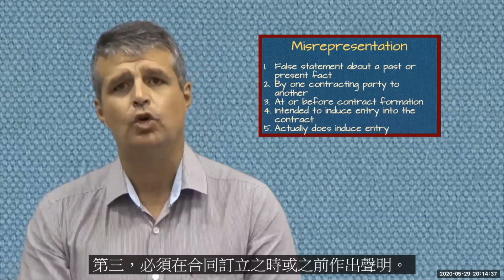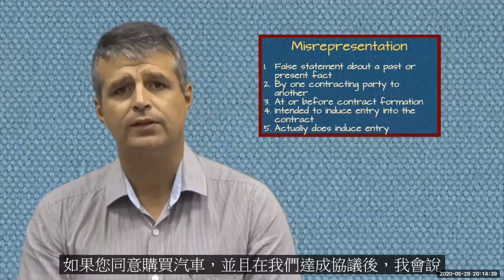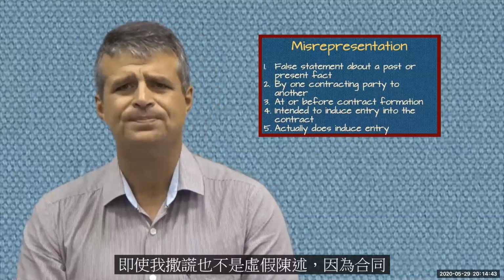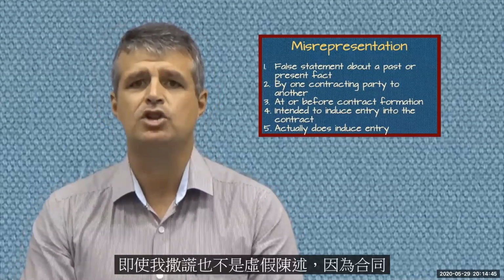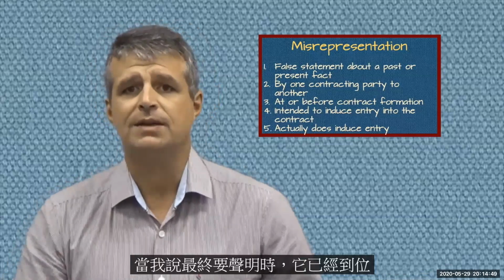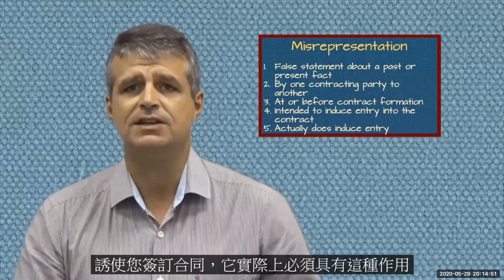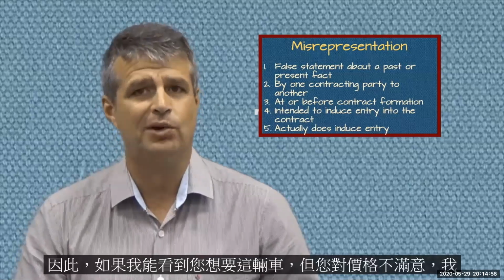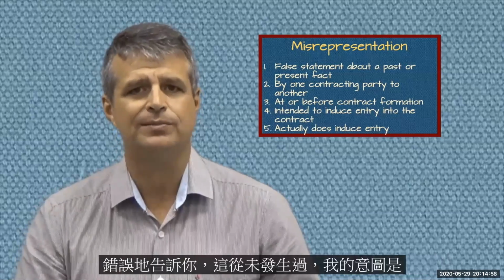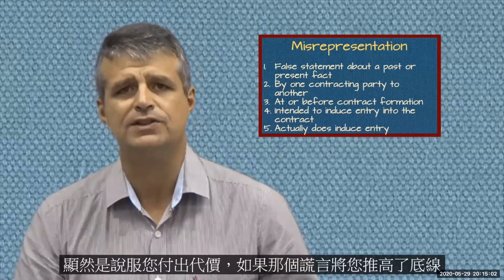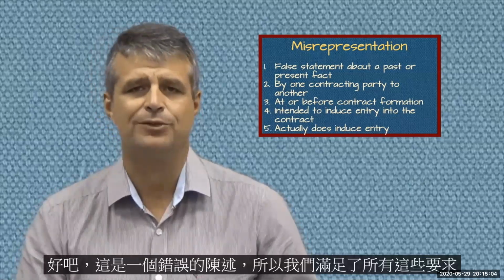So if you agree to buy the car, and after we've already made our agreement, I say, you won't regret this, it's a great car and it's never been in an accident, then even if I'm lying, it's not a misrepresentation, because the contract was already in place when I said it. Finally, the statement has to be intended to induce you into entering the contract, and it has to actually have that effect. So if I can see that you want the car, but you're balking at the price, and I tell you falsely that it's never been in an accident, my intention is pretty clearly to convince you to pay the price. If that lie pushes you over the line, well, that's a misrepresentation.